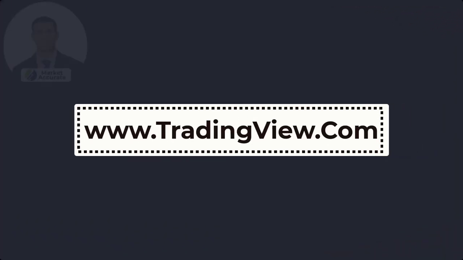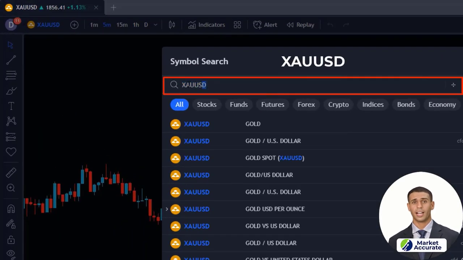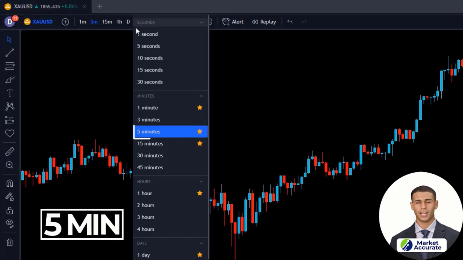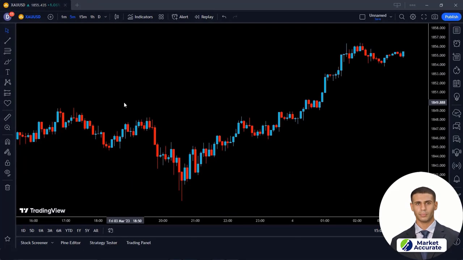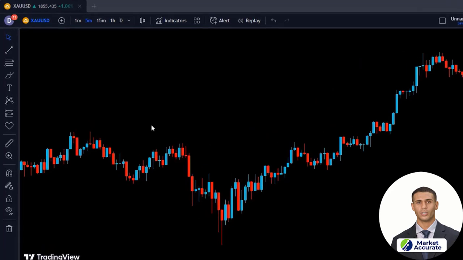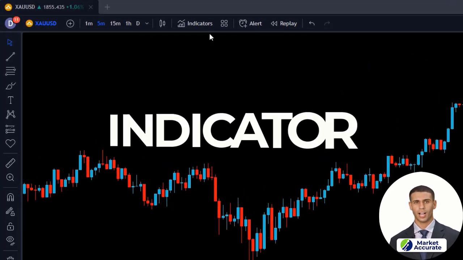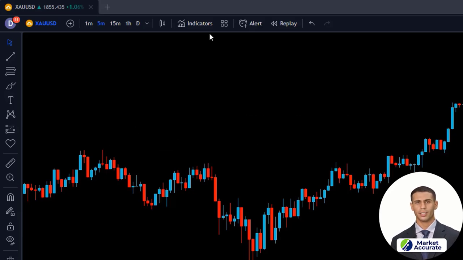First of all, open the Tradingview.com website and then select the FxAccurateUS currency pair. Now I'll set my time to the 5-minute time frame for this strategy. But keep in mind that you can use this method on all time frames and this strategy can be profitable on all of them. Now it's time to add indicators to our chart.